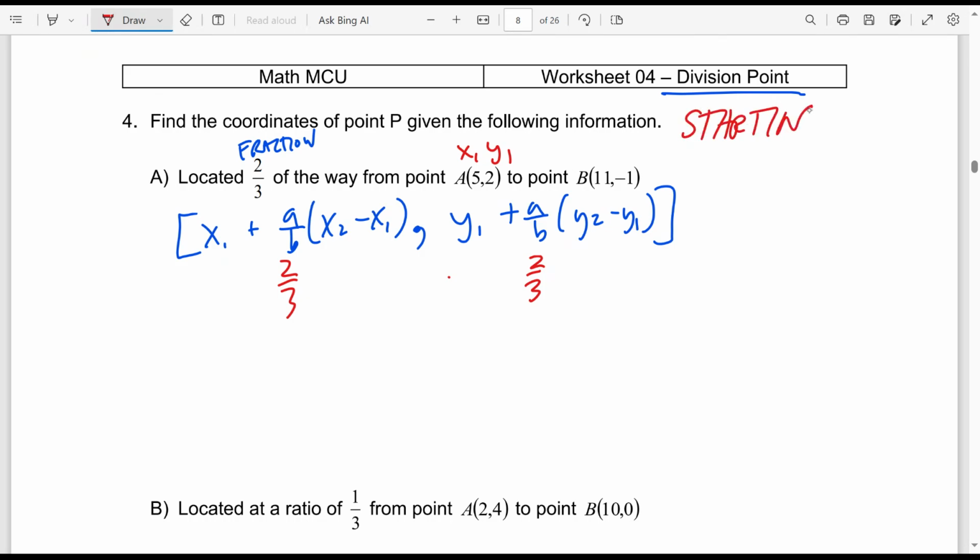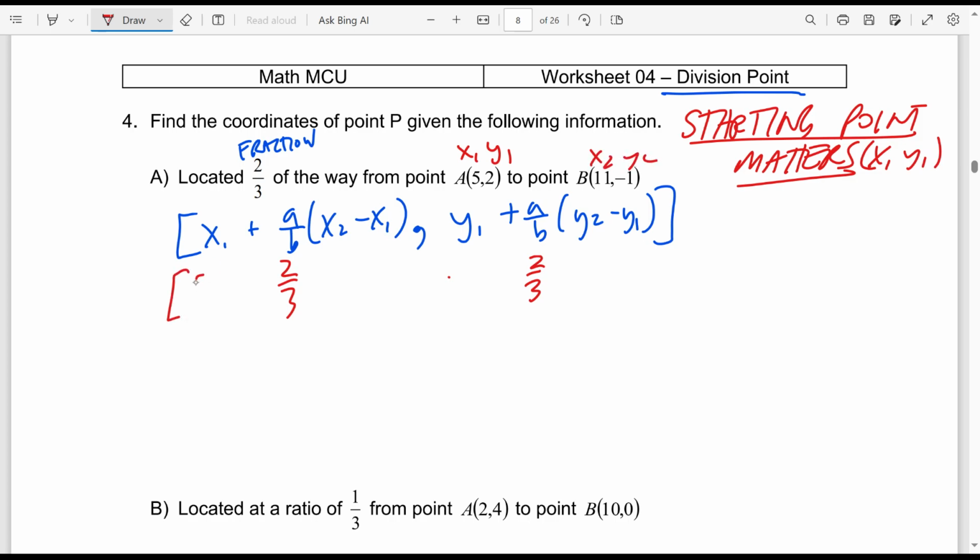Starting point matters. My x1, y1 is so important in this case. Now I know that that's x1, y1, then this is x2, y2, and I can just plug in and solve.